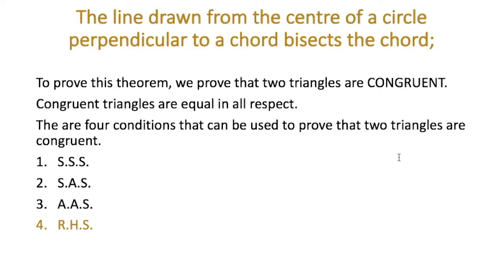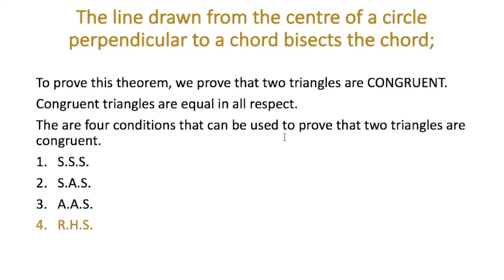For any of the theorems that you prove, you need to know what you are required to prove. You need to know which construction you must do for that particular theorem. And the third thing, you need to know which theorem you're going to use to prove that particular theorem. In this case, we're going to use that 2 triangles are congruent. That's what we're going to use to prove that the line from the center perpendicular to the chord bisects the chord. Congruency was a topic that was done in grade 9.